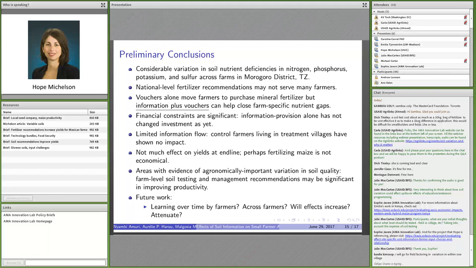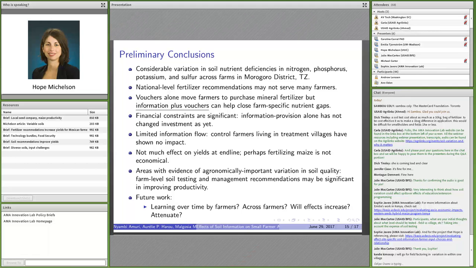We also see pretty limited information flow. I didn't present these results, but looking at control farmers living in the treatment villages, to see whether they are different from control farmers living in control villages, we don't see any difference for them. So it's not that farmers are yet swapping this information around. Part of that could be related to what Amelia has suggested and what Kyla Munshi has found, that learning can be really limited in highly variable villages. We don't see a lot of an effect on yields.